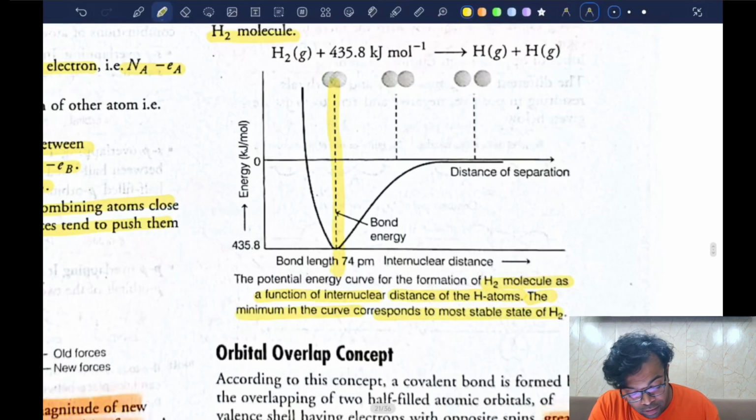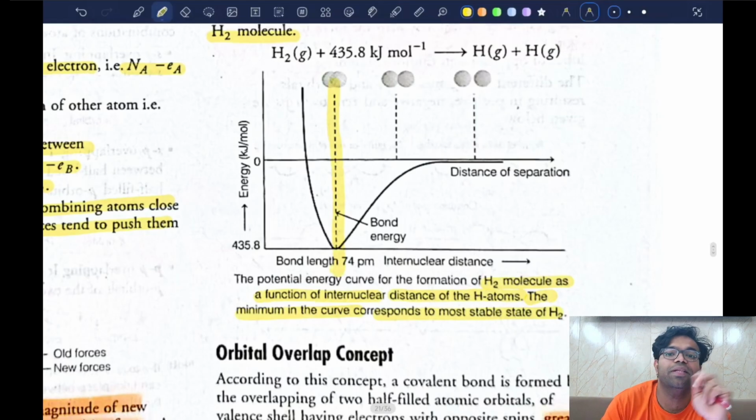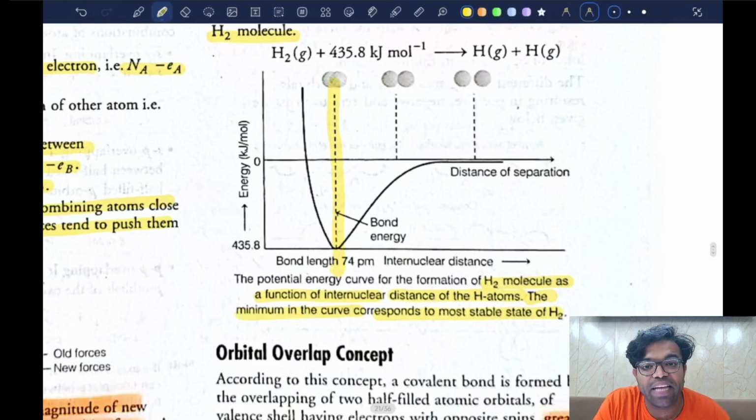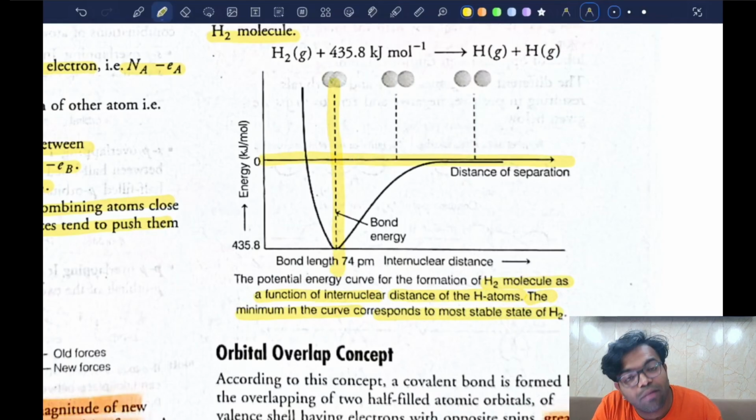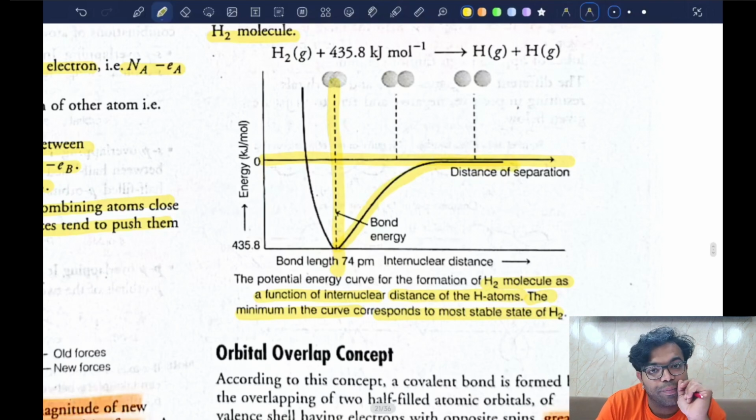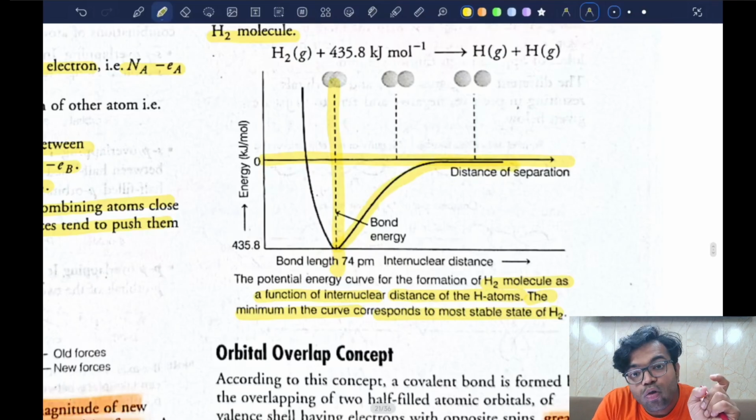Understood? Now, as the distance between the hydrogen atoms increases, what happens? The potential energy actually increases. It becomes less negative. Can you see this? This is the zero line. As the two hydrogen atoms move away from each other, the energy is becoming more and more positive, or less and less negative. Now, one more thing. If you try to bring the two hydrogen atoms closer to each other than before, then what happens?